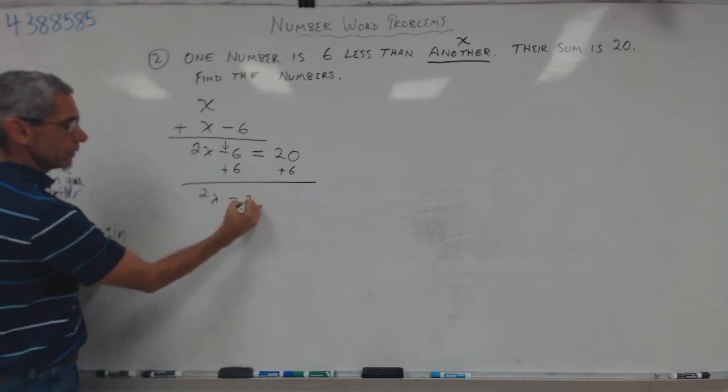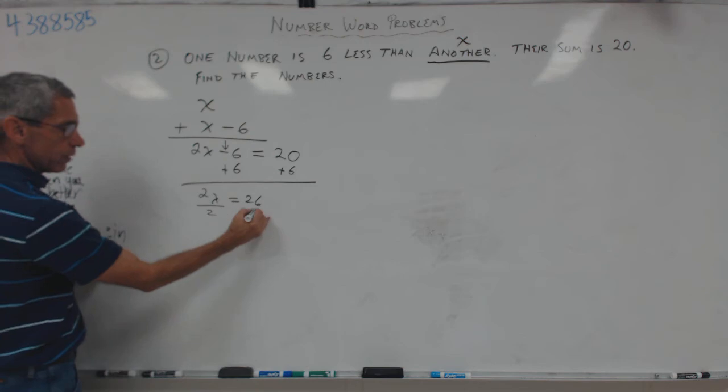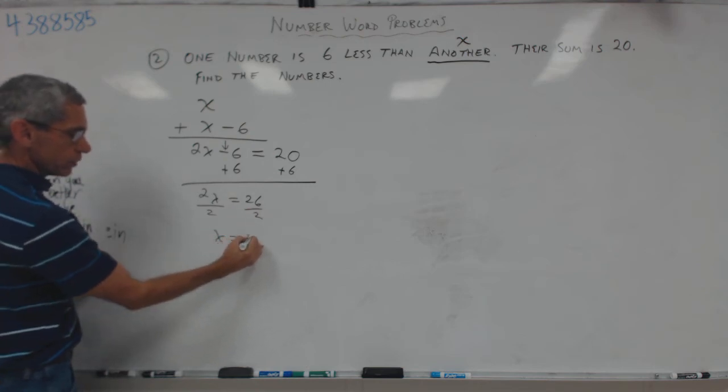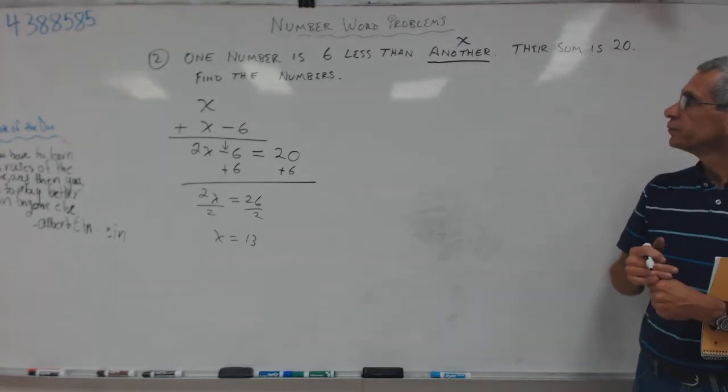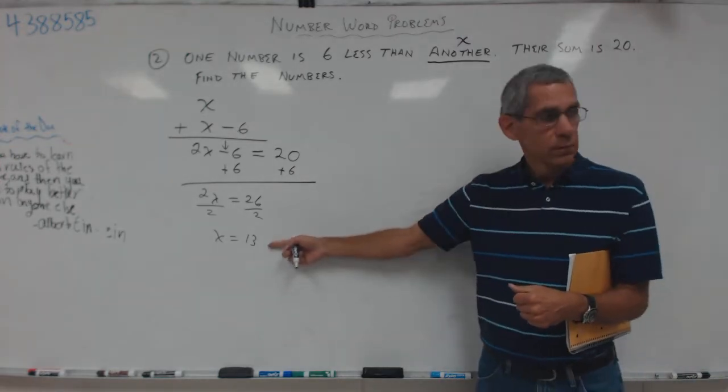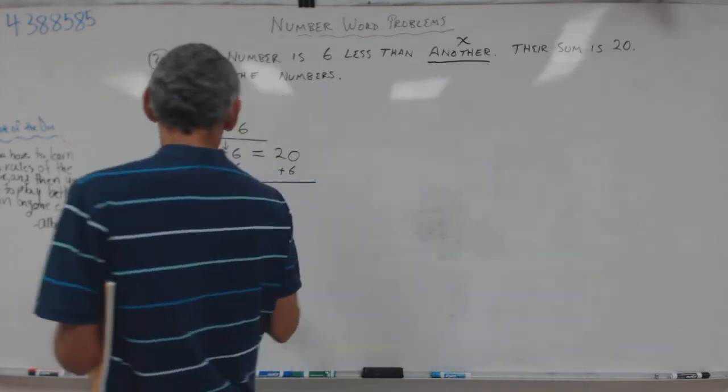2x is equal to 26. Divide by 2, divide by 2. X is equal to 13. Am I done? No. You do 13 and 13 minus 6.